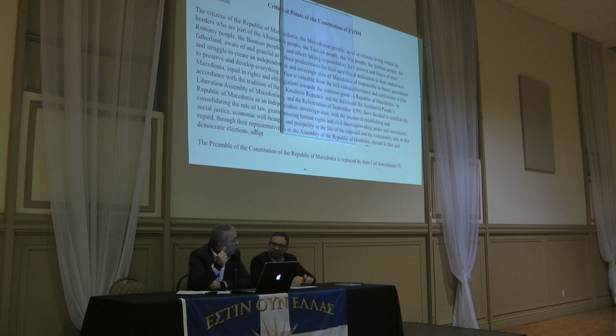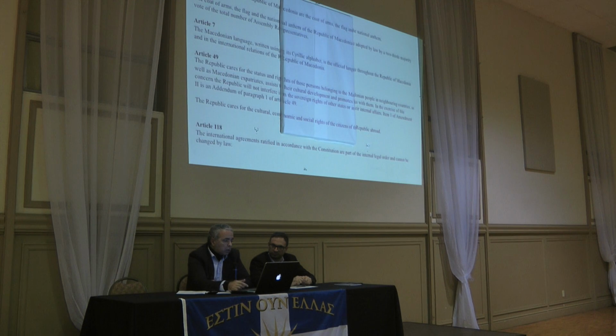So my first question is, why is Greece speaking with FYROM, but they never mention the Greeks' presence in their country? So we have to change this. By the way, we also have to change Article 5, Article 7, and of course Article 49.